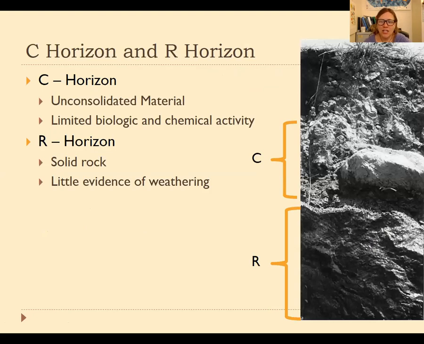Okay, so then the C horizon is this layer where soil is forming, but there's a lot of presence of unconsolidated rocky material. So it's not these huge chunks of bedrock that we have below in what we call the R horizon, but there's big chunks of rock that are kind of being broken down around. So this is a picture of a C horizon here.